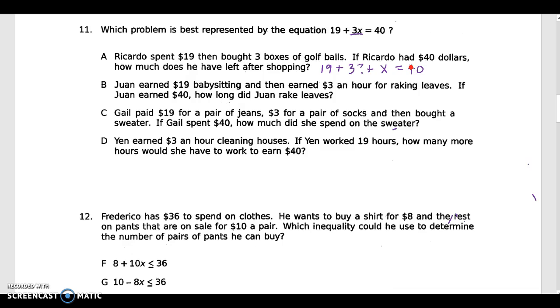Juan earned $19 babysitting, so that's his starting point, and then he earned $3 an hour for raking leaves. Okay, $3 per hour for raking leaves. If he earned $40, how long did he rake leaves? Well, that sounds good to me.